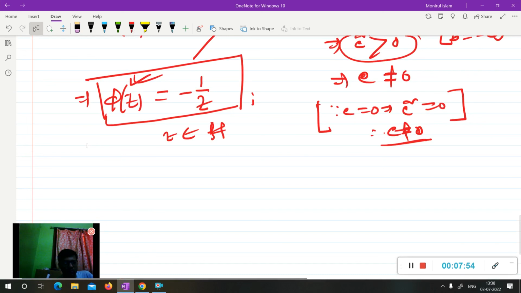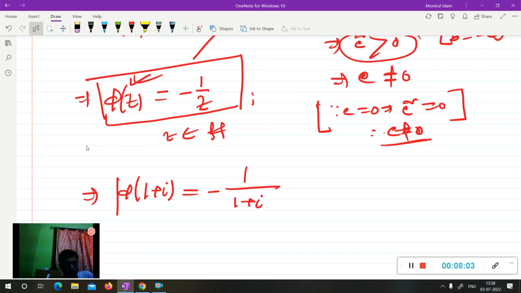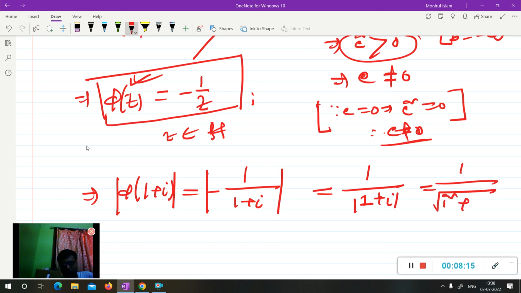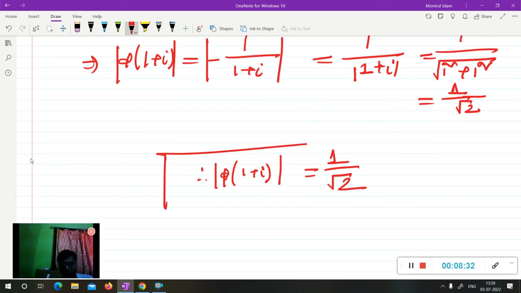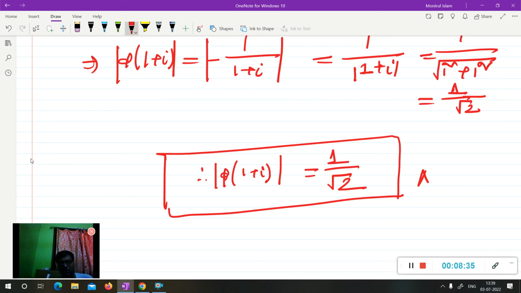Now from this you can say the value of phi of 1 plus i will be nothing but 1 upon 1 plus i. If you take mod both sides, this gives mod 1 plus i. Mod 1 plus i will be root under 1 square plus 1 square. So this is 1 upon root 2. So therefore the mod value of phi of 1 plus i is 1 upon root 2, and this is the answer. For this question, 1 upon root 2 is the answer.